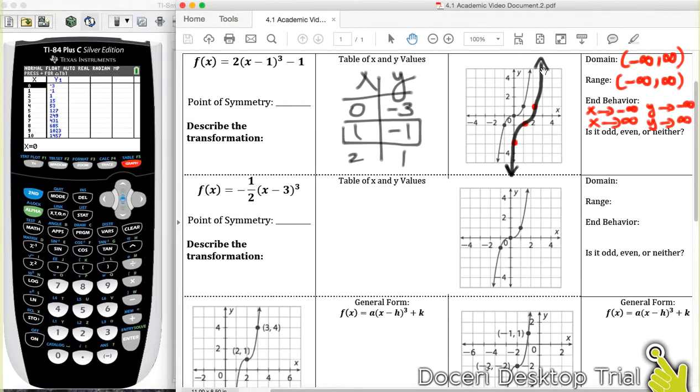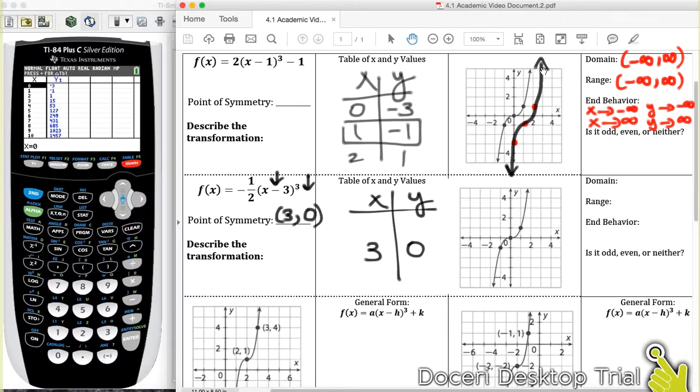Now let's move on to the second question. And then, like we did before, let's think of the point of symmetry and the transformation before we actually graph it. The point of symmetry is going to be h and k. H in this case is going to be opposite of negative 3, so it's going to be 3. And the k in this case, I do not have a k on the outside, so the k is 0. So 3, 0 would be my point of symmetry. So I already know one of the points that's going to be on my table. It's going to be the middle point.